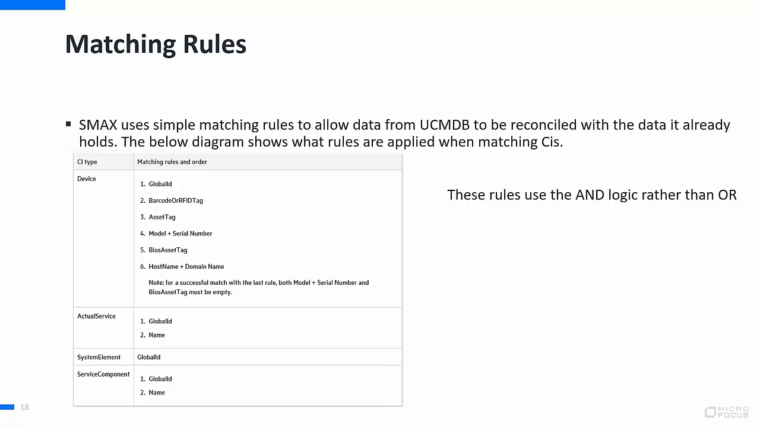There's definitely been a bit of work that has taken place to try and enhance some of the actual discovery within UD, and with that to make sure that the information that can be passed across from UCMDB into SMAX works better. For the actual service, as you can see, it's only a global ID and the name that's required. For a system element, just the global ID, and the service component, again, is just global ID and name, so they don't really use anywhere near as much reconciliation as the device does.